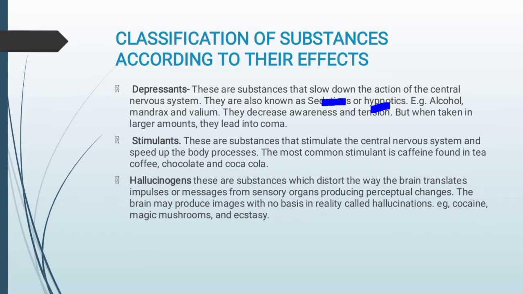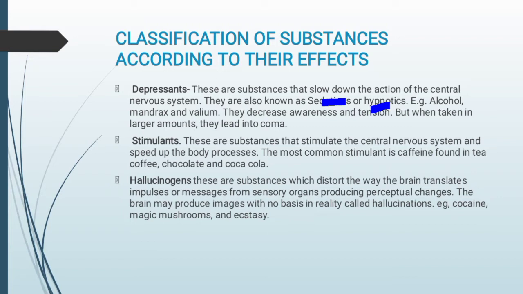Those are the depressants. Keywords: they slow down the action of the central nervous system. So the impulses are transmitted at a slow rate. That's why you see a person who is drunk acting slowly, because the brain is not communicating normally with the senses. That's how it is.